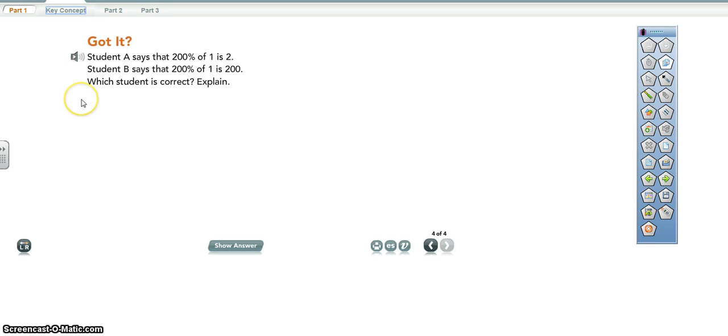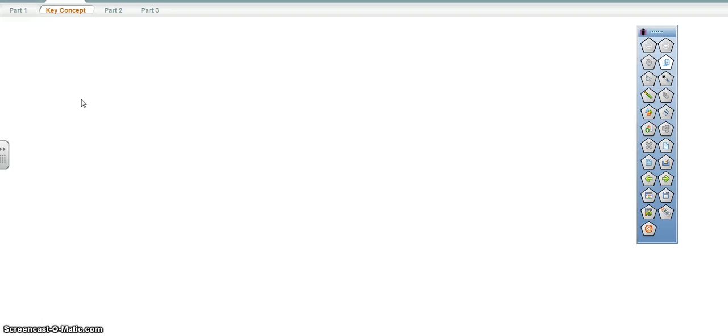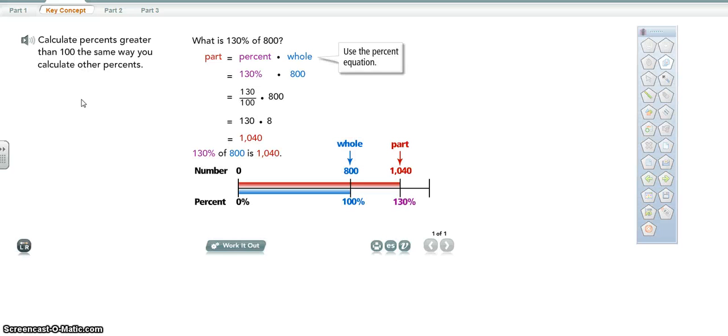Now that we've got an idea of what it means to have a percent greater than 100, basically saying that we're making our numbers bigger than what we start with, we're going to start to do some problems involving percents that are greater than 100. Here's an example of using the percent equation.